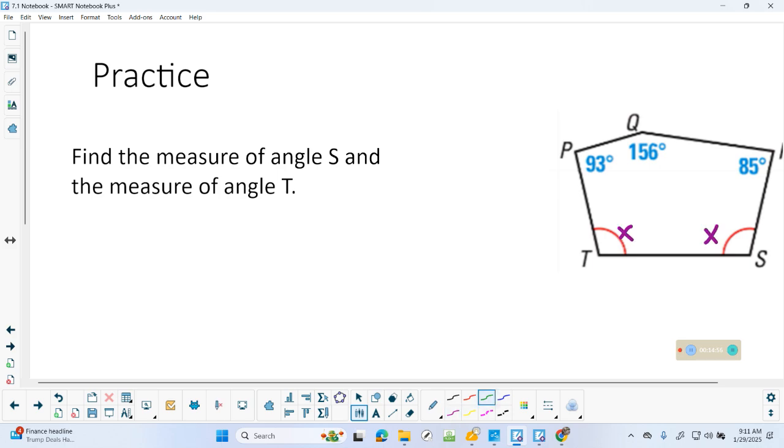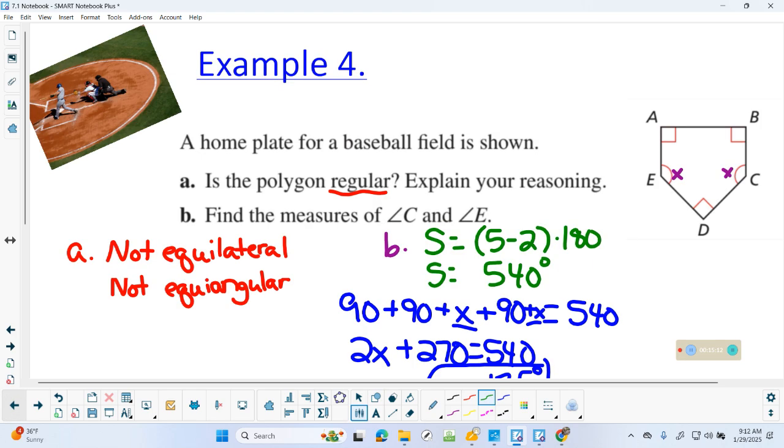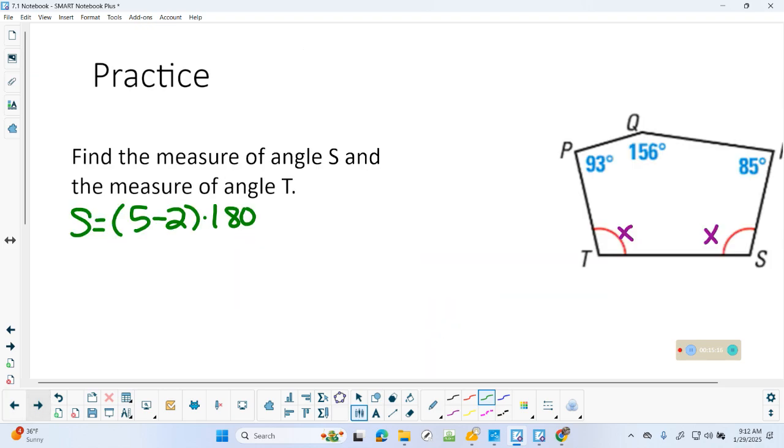First things first, let's figure out the total. Count it, look at it. How many sides are on that picture? 5. So again, we're going to do our 5 minus 2 times 180. Now, just luck of the draw, this is 5 and the last one's 5. They're not all 5-sided figures. I'm just going to steal the 540 there. We already calculated that.